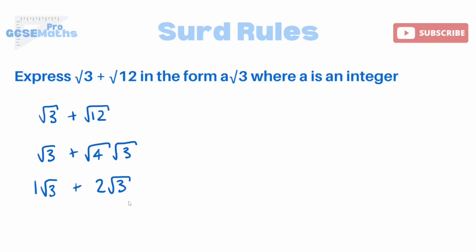So we've got 1 here and 2 on the right. Add them together, it is 3 root 3 in total. A is obviously the 3 in the front, right? A is this integer here.